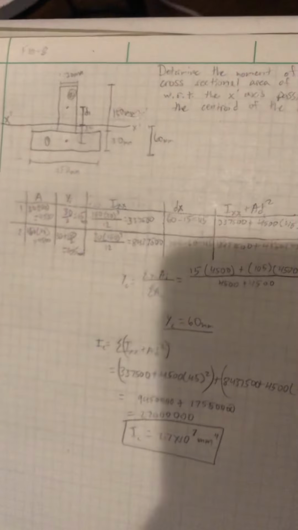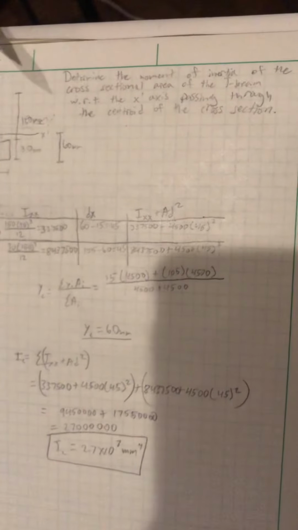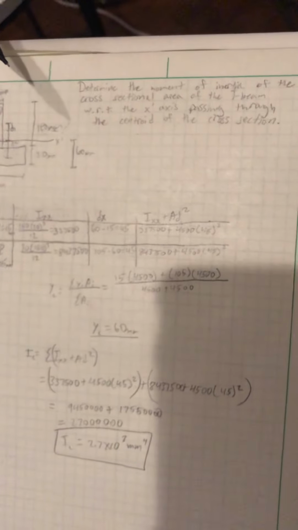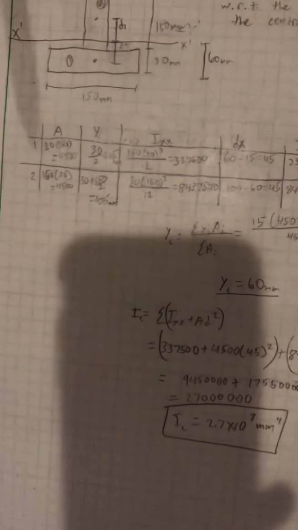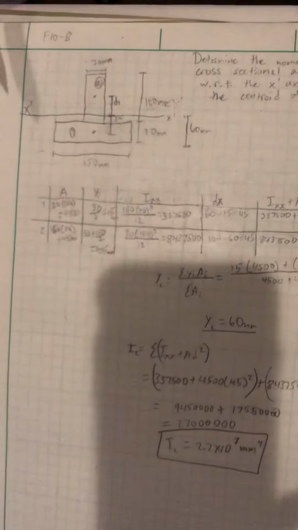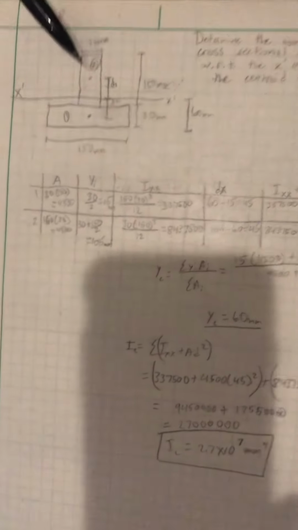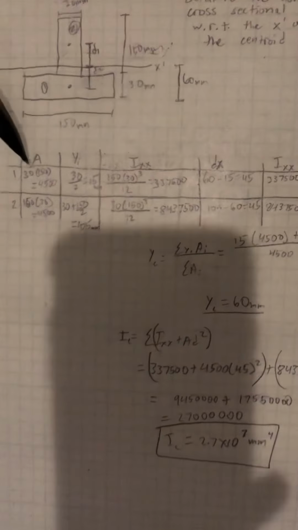I did problem F10-8, and for this one, I drew the picture here with the dimensions, and we're determining the moment of inertia of the cross-sectional area of the T-beam with respect to the x-axis passing through the centroid of the cross-section. So first I just drew my table and labeled this one as shape 1, this one is shape 2. And I went ahead and found the area first, and they both happen to be the same.